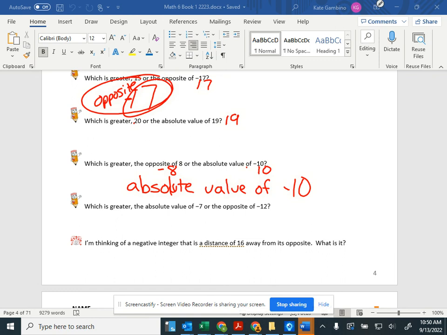Any other questions? James. How did you get 19 on the second question, which is greater, 20 or the absolute value of 19? So what's your question? How do you get it? The 19 isn't my answer. The absolute value of 19 is 19. I didn't write an answer here. So you still have to write which one is greater, the 20 or the absolute value of 19. I like to just write what it is, and then I decide what the answer is going to be. Okay.